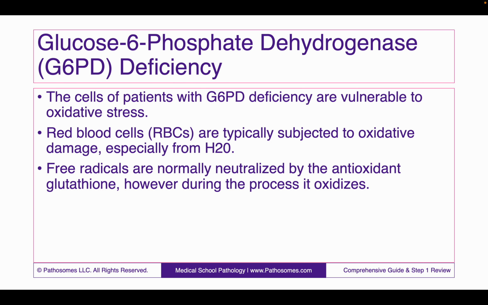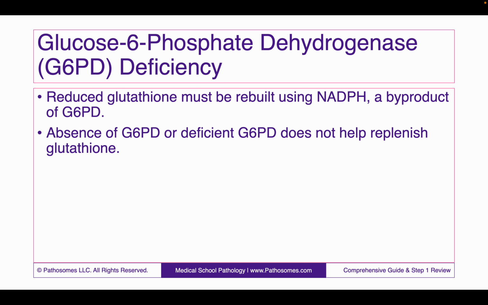The cells of patients with G6PD deficiency are vulnerable to oxidative stress. Don't eat those fava beans. Red blood cells are typically subjected to oxidative damage, especially from oxidants. Free radicals are normally neutralized by the antioxidant glutathione. However, during the process, it oxidizes.